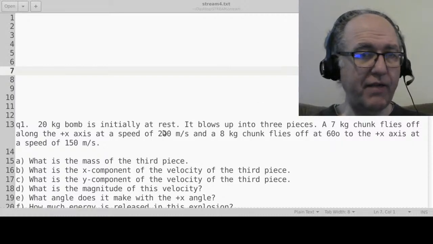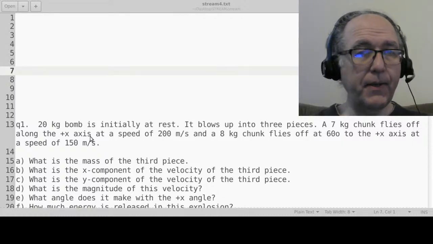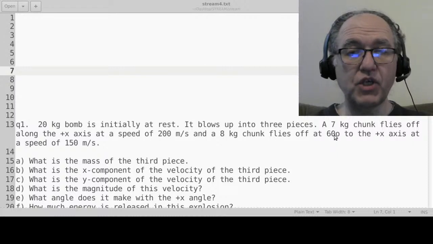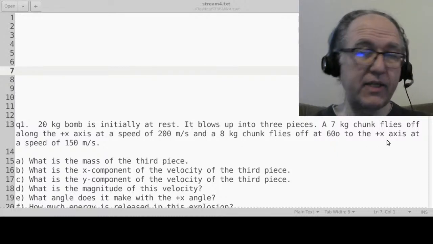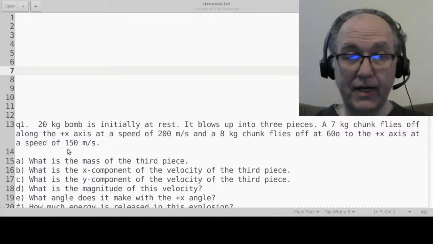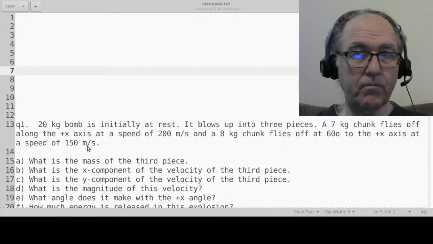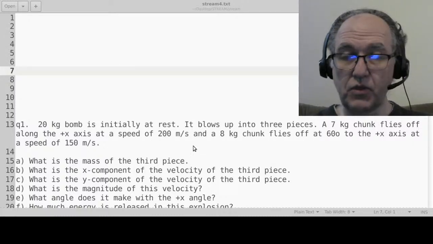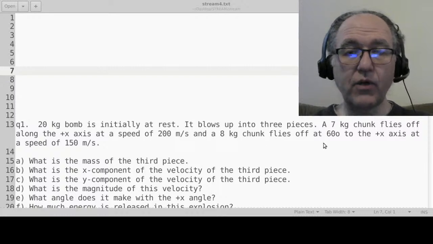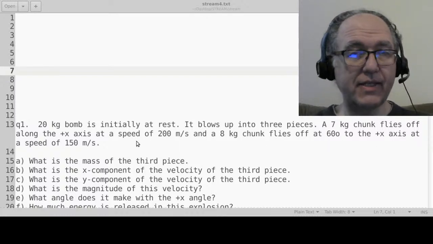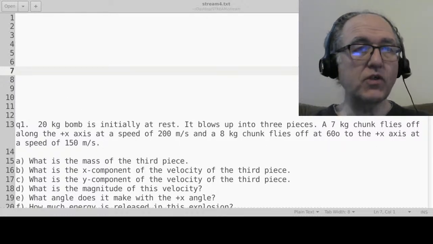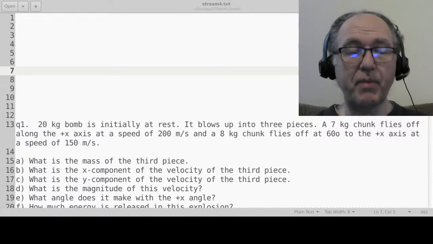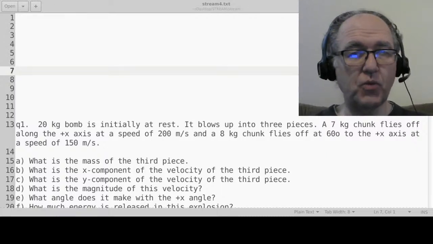So there's a 7-kilogram chunk that flies off along the plus x-axis. There's an 8-kilogram chunk that flies off at 60 degrees to the plus x-axis at 150 meters per second. So the 7-kilogram chunk along the x-axis at 200 meters per second, 8 kilograms at 60 degrees to the x-axis at 150 meters per second. I'll draw the picture when we need to, but let's just go through the questions one at a time.